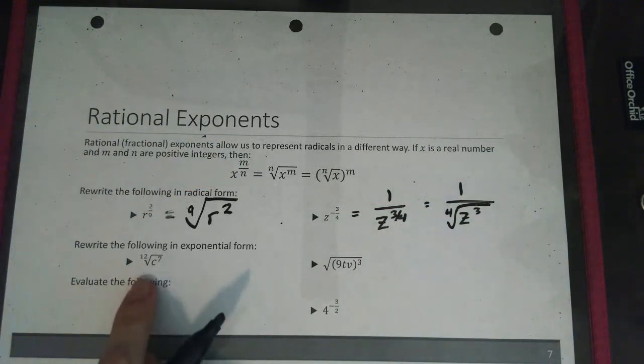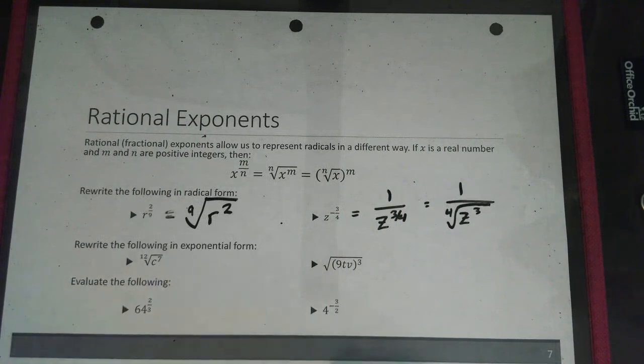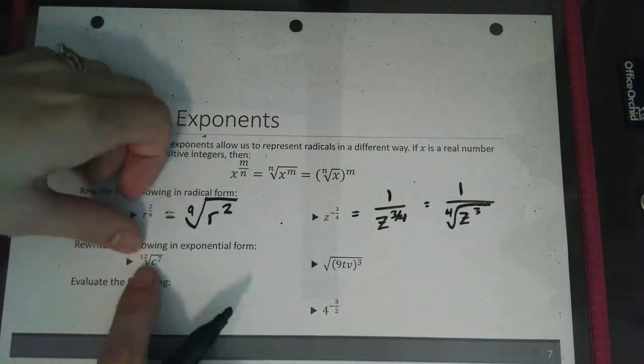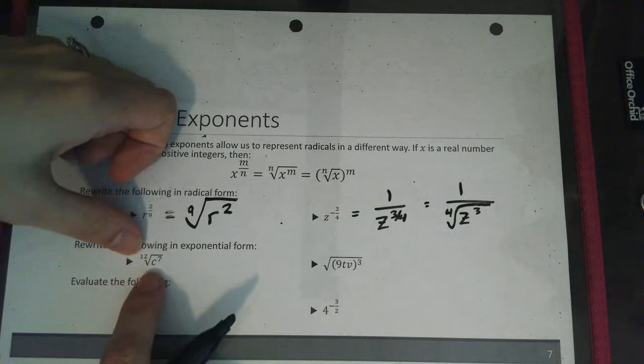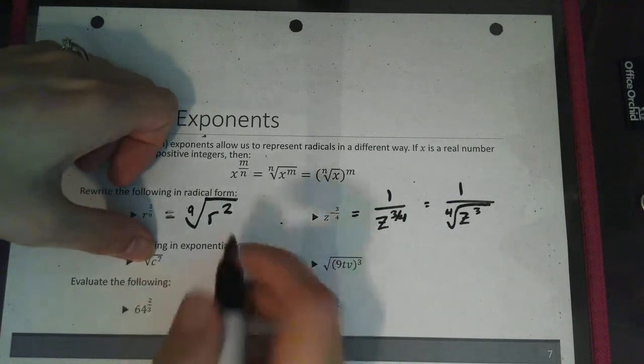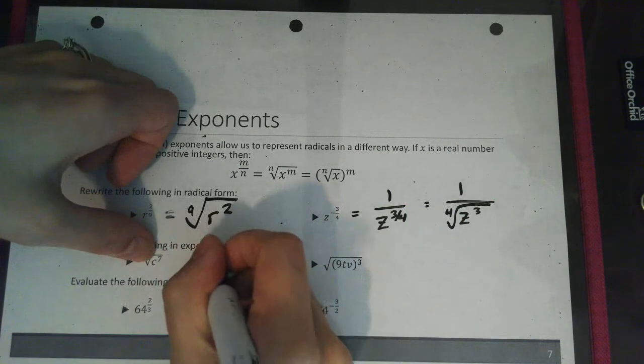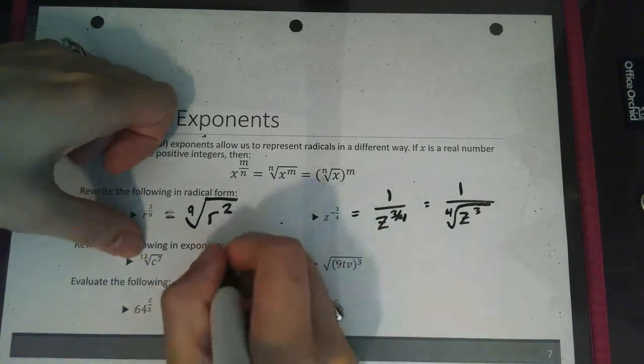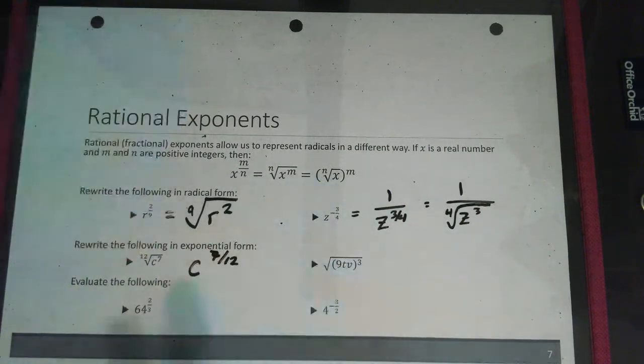Next up, I'm going to take these expressions from their radical form and put them in exponential form. So I'm going to do the exact opposite of what I was just doing. If I have the 12th root of c to the 7th, whatever power this thing is raised to is going to be the numerator. So I'll have c raised to the 7. The denominator is the root. So I'll have c raised to the 7 over 12.